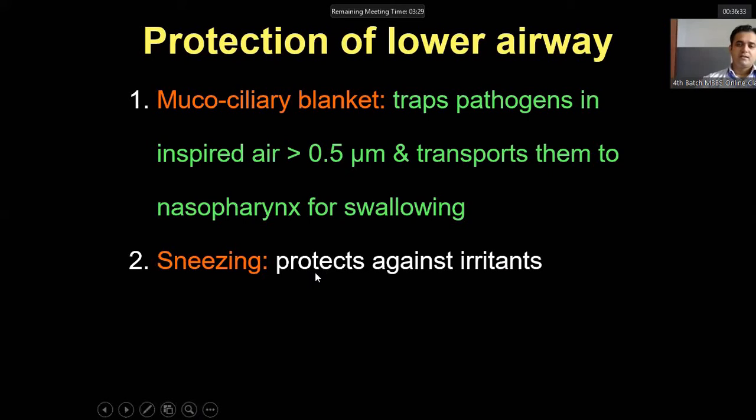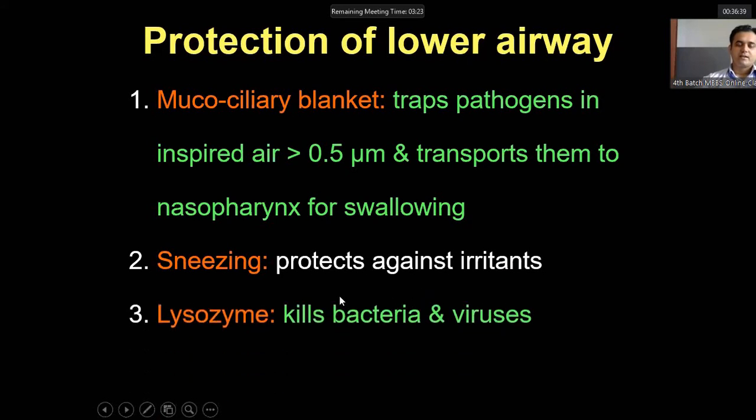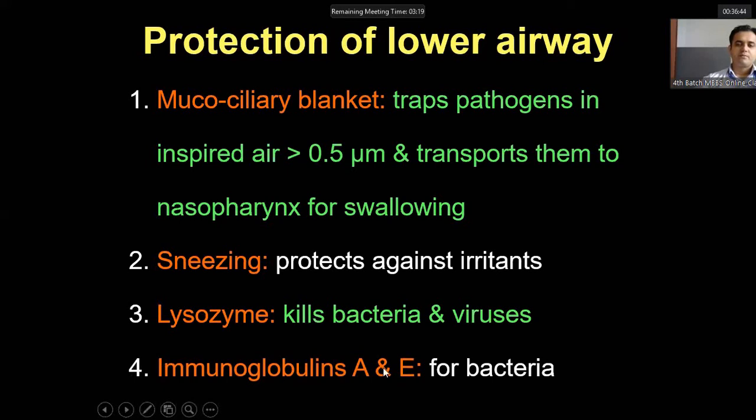Sneezing is also a protective mechanism. It protects against irritants. Similarly, there are lysozymes which kill bacteria and viruses, and there are immunoglobulins, which kill bacteria. And there are interferons.